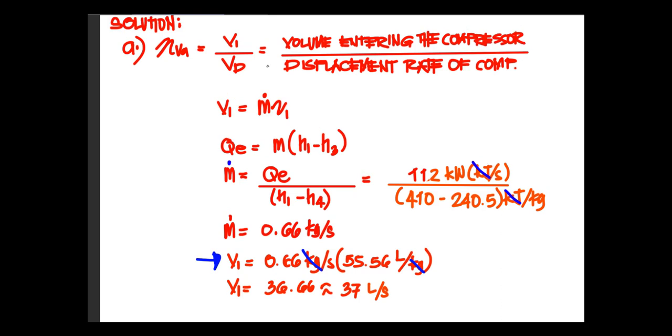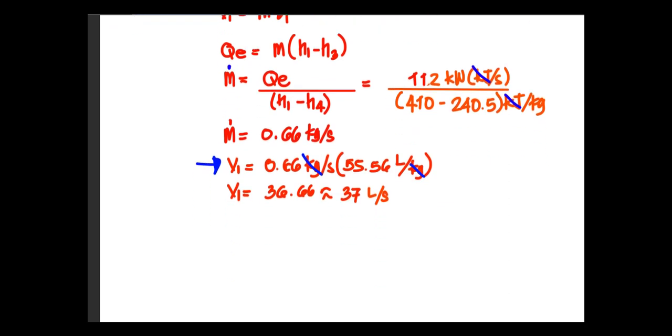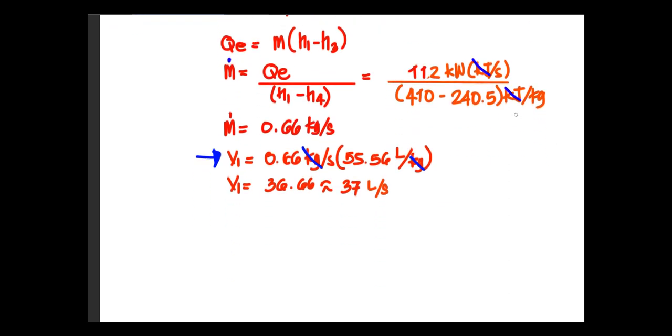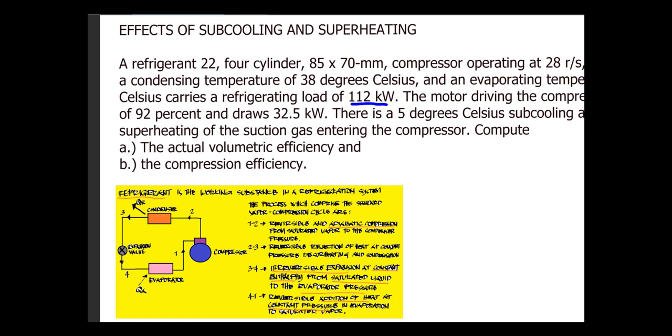Now let's go to the volume displacement rate of the compressor. Remembering from our previous lecture, our volume displaced will be equal to pi over 4 times your diameter d squared times your length of stroke, then the RPM. Checking the properties of the compressor, we have 85 by 70 mm.